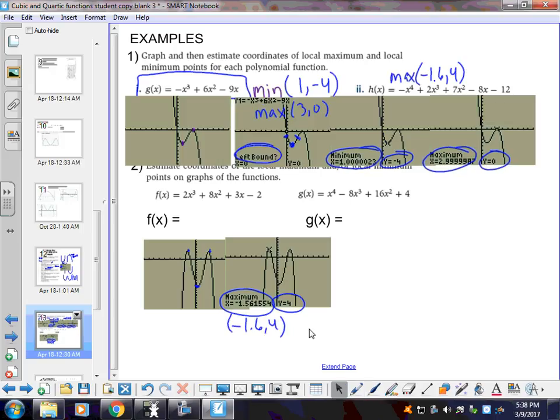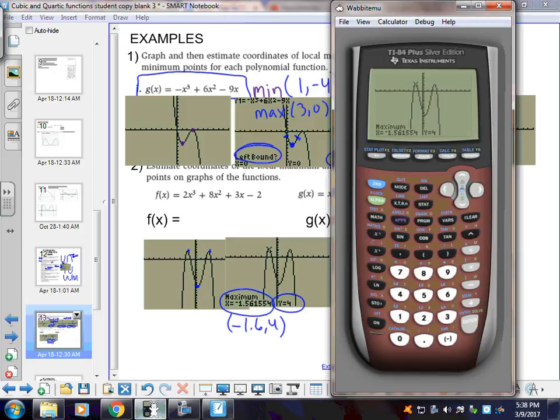All right. Now, next, when I go through the rest of the graph, is the minimum. So let's go find my minimum. So second trace, minimum.